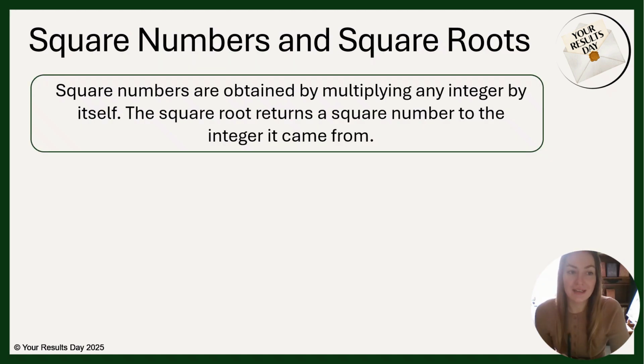A quick reminder of square numbers and square roots because this will play an important part in the lesson today. Square numbers are obtained by multiplying any integer by itself. The square root returns the square number to the integer it came from. So these are inverses of each other.